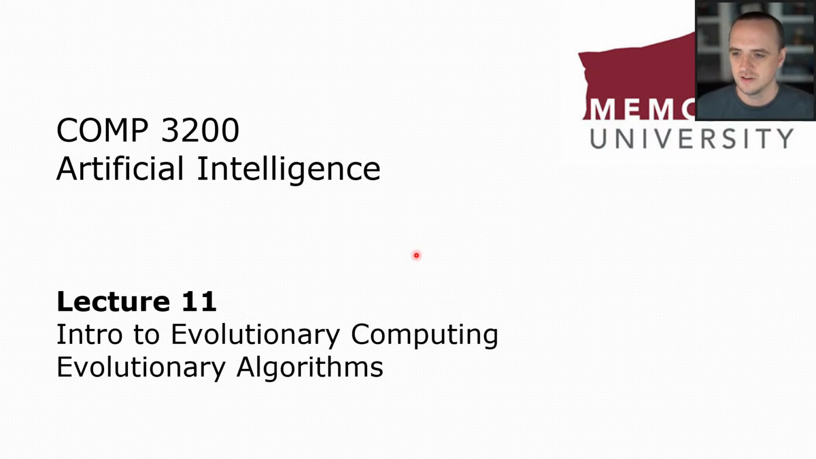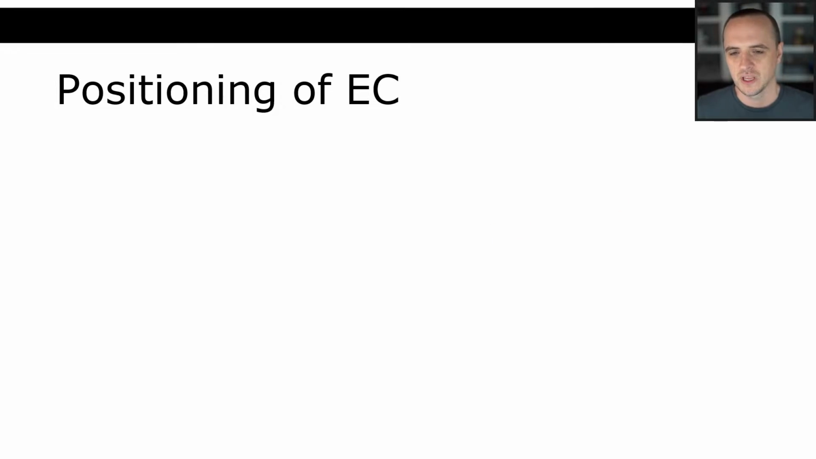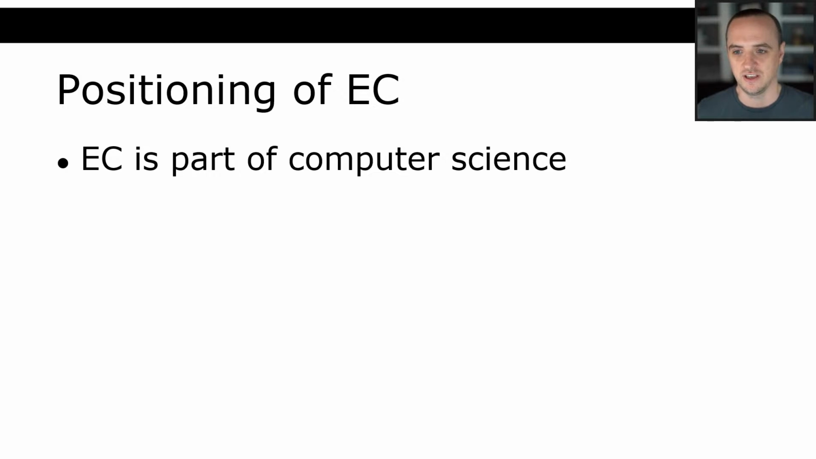Lecture 11, Intro to Evolutionary Computing, and we will talk about evolutionary algorithms as part of evolutionary computing. So what is evolutionary computing? I'm going to say EC for evolutionary computing, EA for evolutionary algorithms, GA for genetic algorithms. So we'll talk about all of those concepts. I just want you to know what the acronyms are, so I can just say EC.